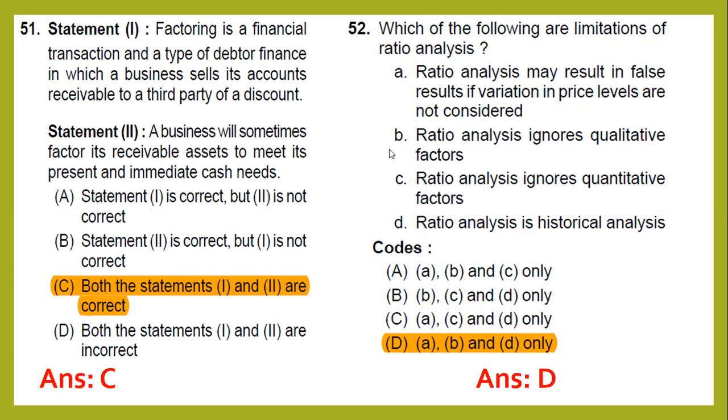So now we go to the 52nd question. Which of the following are the limitations of ratio analysis? A, B, and D only. That is, ratio analysis may result in false result if variation in price levels are not considered. So this is one option. Next one is B, ratio analysis ignores qualitative factor or aspect. Next one is D, ratio analysis is historical analysis. So these are the three limitations you can find in ratio analysis. So therefore, for 52nd question, the option is D.